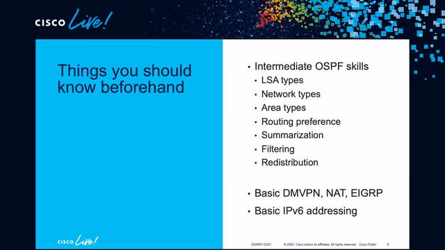Before we start, here's a list of the skills you should have before continuing. I consider this to be an intermediate level of OSPF knowledge. Again, you should understand things like LSAs and network types. You should have a basic idea of how the area types work. You should understand the OSPF path selection process, basic prefix summarization and filtering, and also a little bit about redistribution. You don't need to be an expert in any of these topics, and you really don't need a lot of configuration knowledge, but you do need a basic understanding of how these work and the problems they solve. You should also have a very basic understanding of how technologies like DMVPN, NAT, and EIGRP work, because we're going to use those in our networks to some extent.